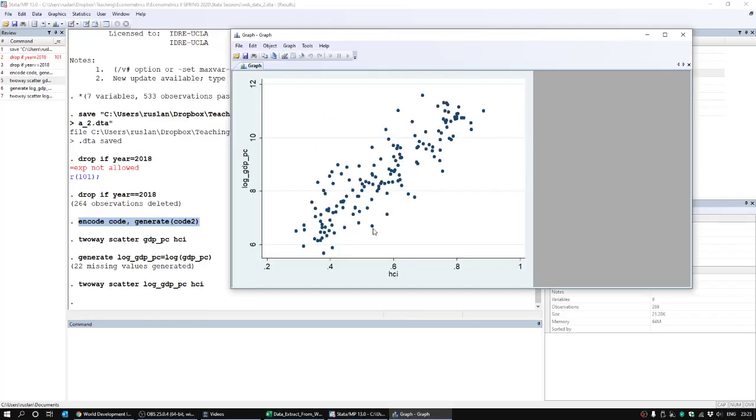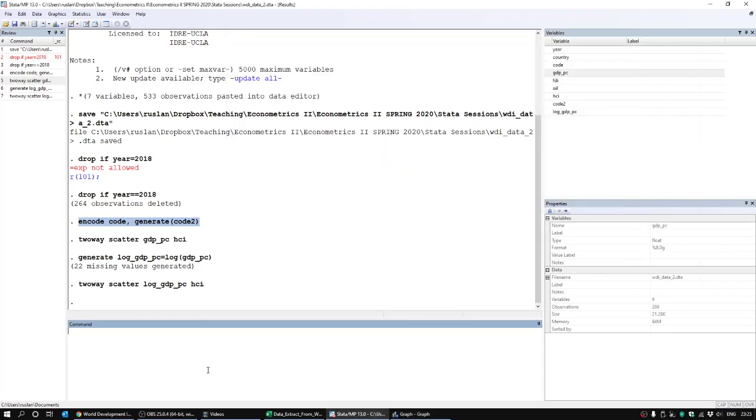Right, students, we have this nice scatter plot. We can build even something nicer. Let's type here twoway scatter. Also, let's put this symbol here, these two lines. You can Google to find it. I don't know how to explain how to get these symbols.